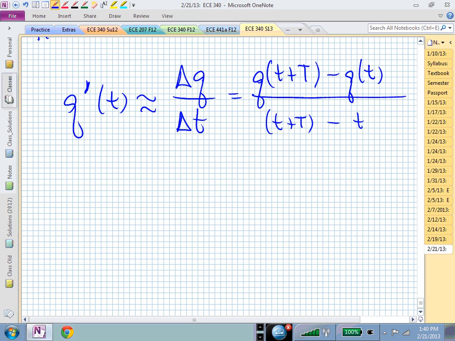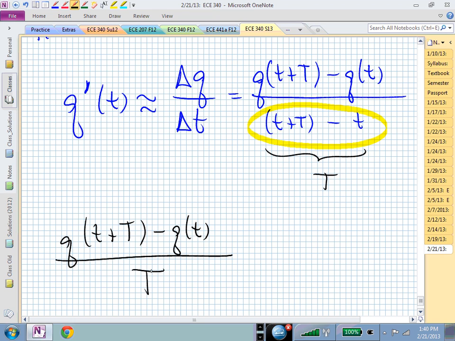And that's now what we will use to approximate Q prime, where this denominator, I hope it's clear, just becomes capital T. So that now we can say that we have this Q of t plus capital T minus Q of t, all over big T, that's the left-hand side. That's our approximation, and that's now A times Q of t, little t, plus B, X of t.